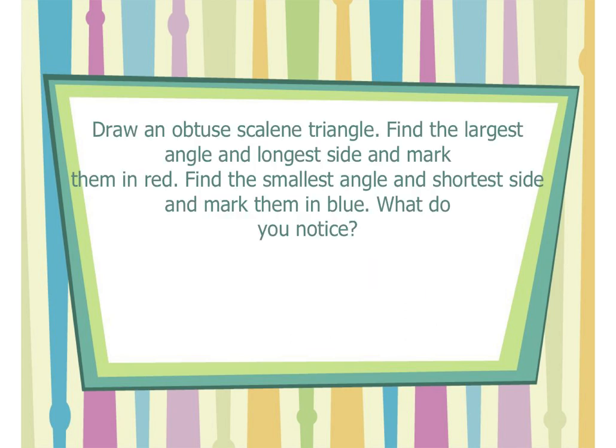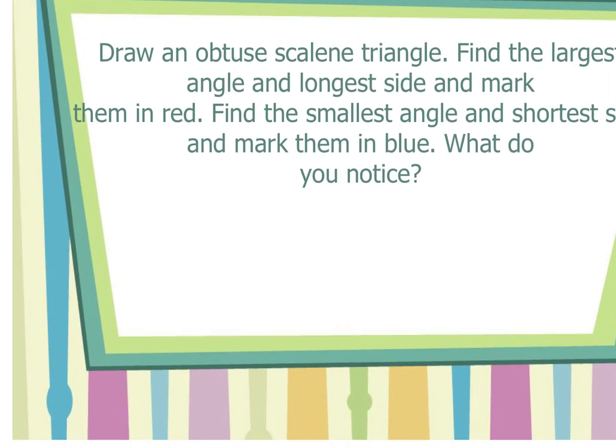By drawing an obtuse scalene triangle and then finding the largest angle, the largest side, and marking them in red. So first, go ahead, take out any kind of marker, actually preferably black, and draw an obtuse scalene triangle. So remember, what does obtuse mean? There's one angle bigger than 90. And what does scalene mean? No sides are equal.